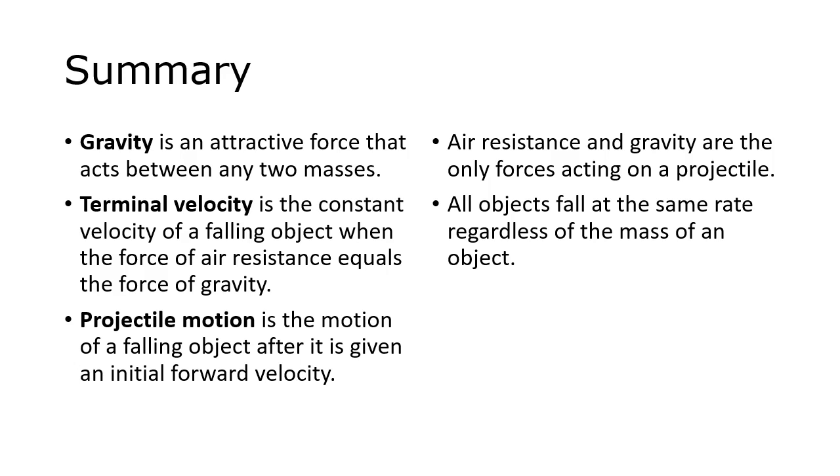Lesson summary. Gravity is an attractive force that acts between any two masses. Terminal velocity is the constant velocity of a falling object when the force of air resistance equals the force of gravity. Projectile motion is the motion of a falling object after it is given an initial forward, or horizontal, velocity. Air resistance and gravity are the only forces acting on a projectile. All objects fall at the same rate, regardless of the mass of the objects.